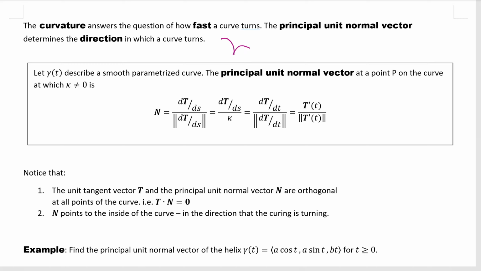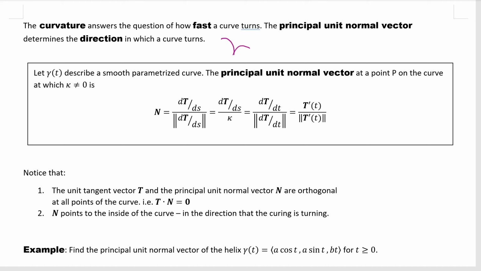So let gamma of t describe a smooth parametrized curve. The principal unit normal vector at a point P on the curve at which the curvature is not zero equals, okay, and we use n to denote the principal unit normal vector, the derivative of the unit tangent vector with respect to the arc length parameter s, divided by the magnitude of this quantity.